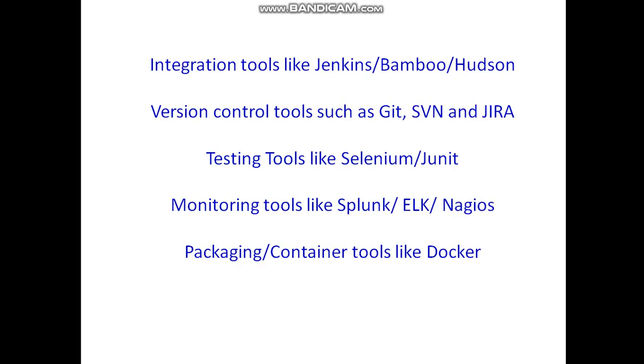What are the different tools used in DevOps? There are different integration tools like Jenkins, Bamboo, Hudson, version control tools such as Git, SVN and Jira, testing tools like Selenium, JUnit, monitoring tools like Splunk, ELK, Nagios, and packaging or container tools like Docker. By combining these tools, we can develop the product in a fast and efficient manner.